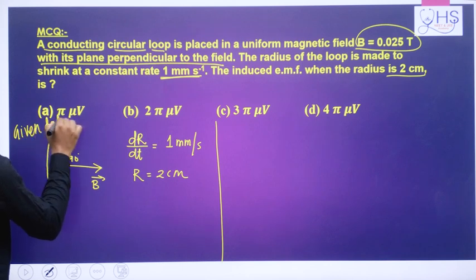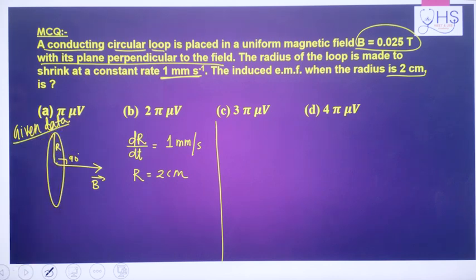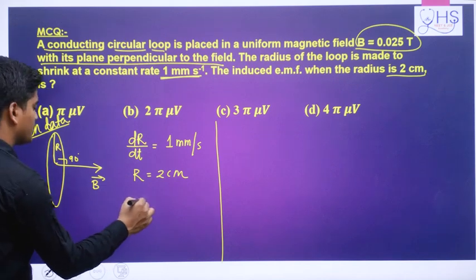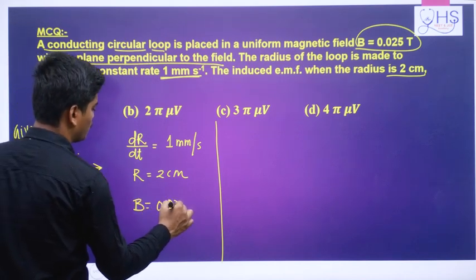So this is all the given data. The magnetic field is also given here. This magnetic field is 0.025 Tesla.